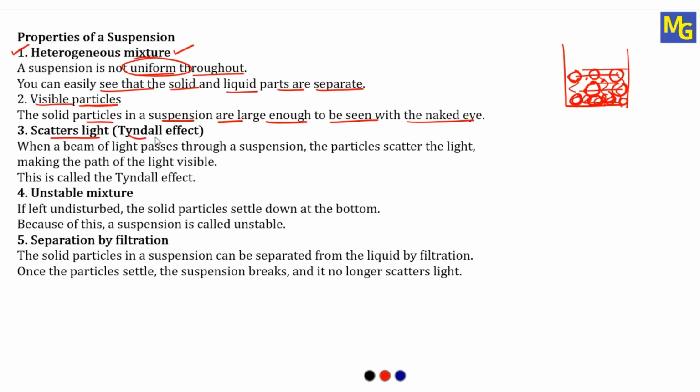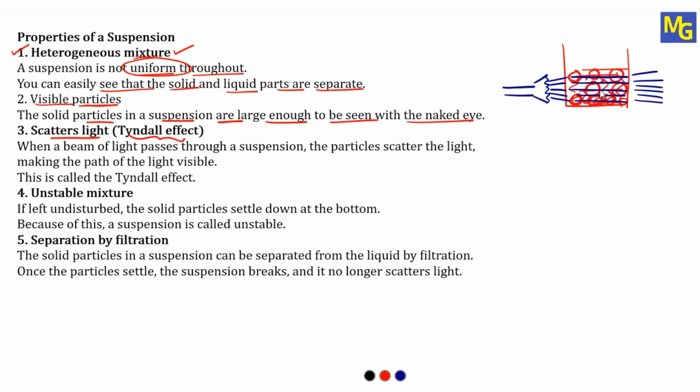The phenomenon is called as what? Tyndall effect. So when we use a torch, imagine if this is the torch here, and if you turn on the torch, light will pass through this suspension. It crosses this beaker, and you can also observe the light inside the beaker.